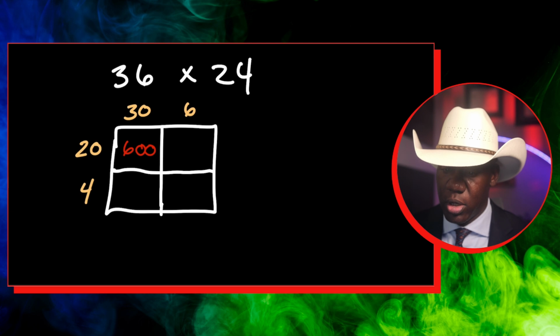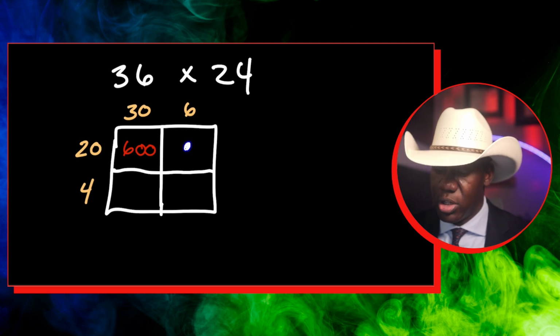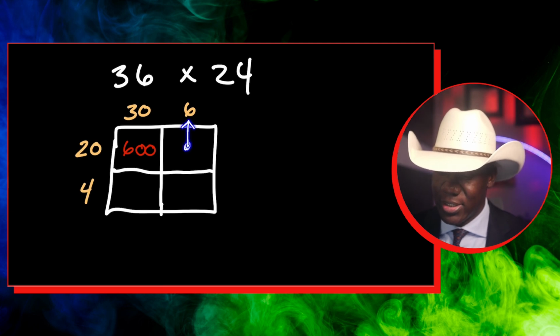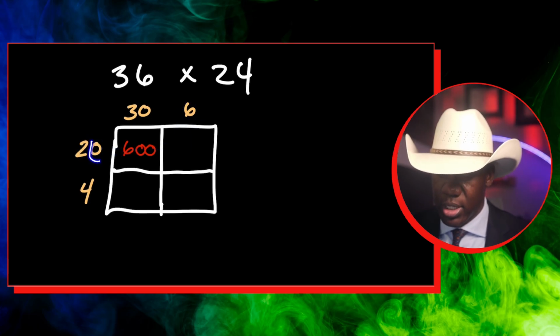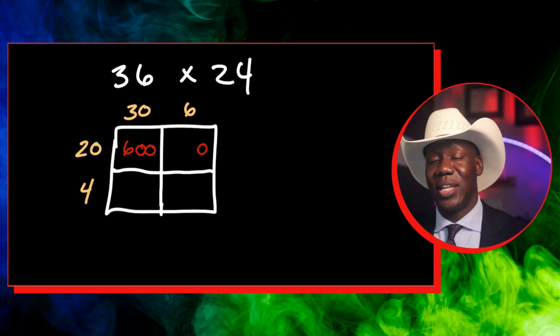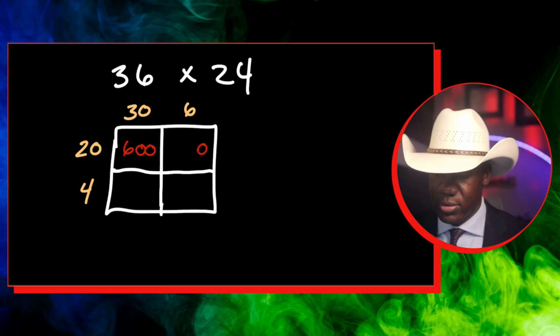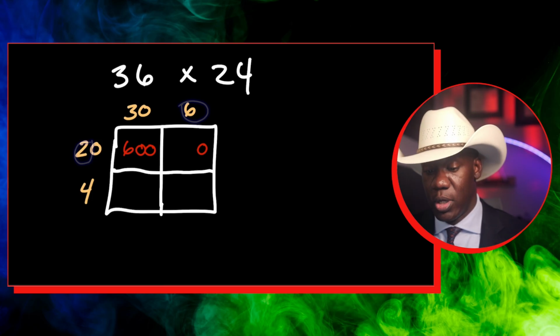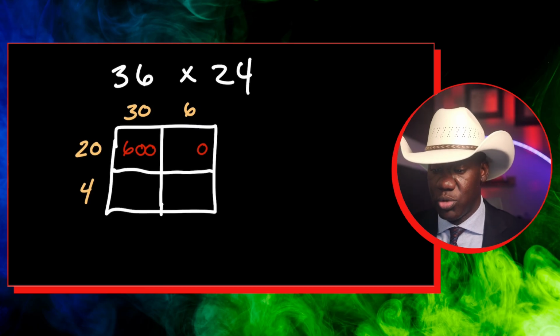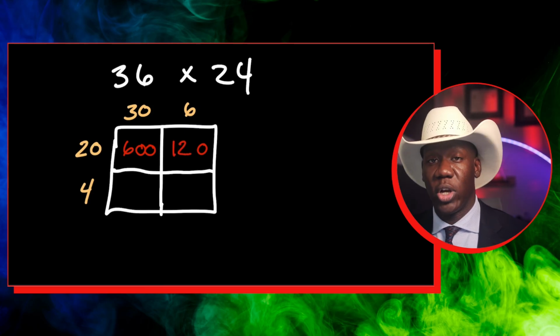Now, when we're working on this next section right here, the numbers associated with that are 6 and 20. Notice how 20 has a 0 at the end, so we'll put a 0 at the end of the answer for that section. And we'll be left with 6 multiplied by 2. 6 multiplied by 2 is 12. We have 120.